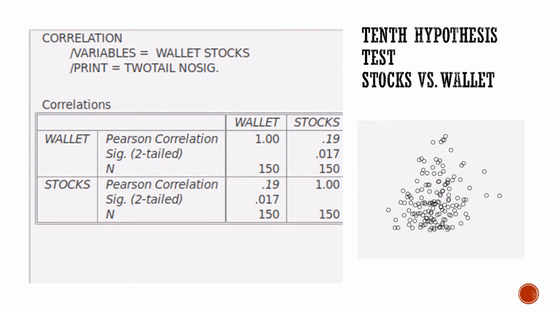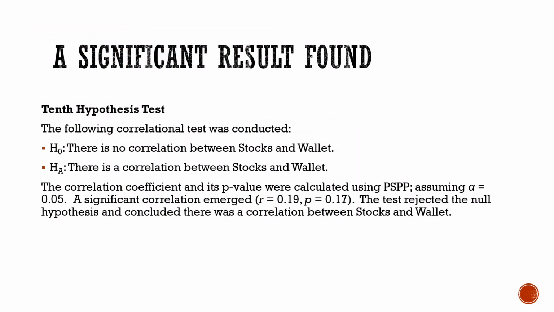And the final tenth hypothesis test, stocks versus wallet. We have a correlation of 0.19, tail 0.17, and our scatter plot shows a somewhat small correlation. And our significant result found: the significant correlation emerged with R equals 0.19, P equals 0.17. The test rejected the null hypothesis and concluded there was a correlation between stocks and wallet.